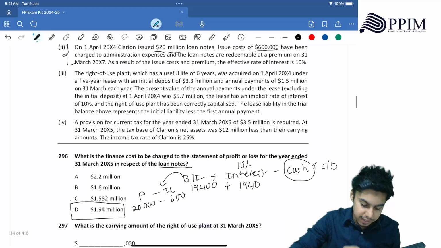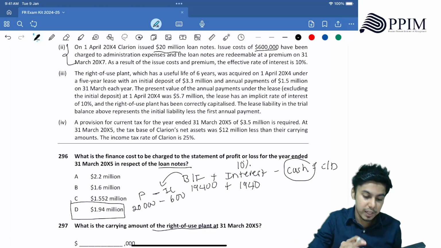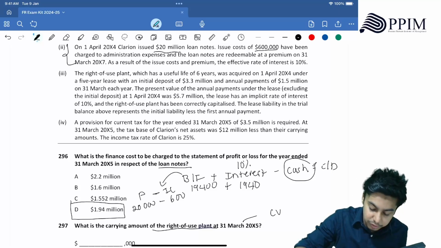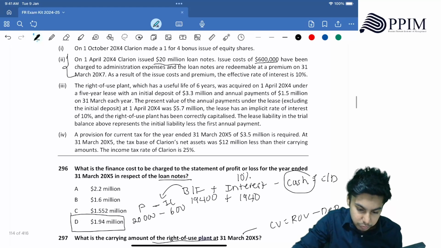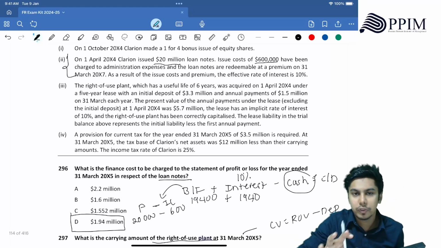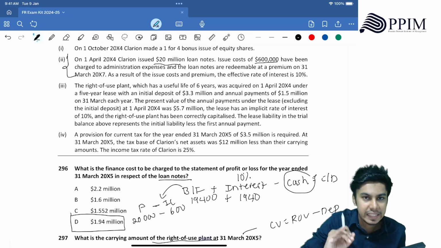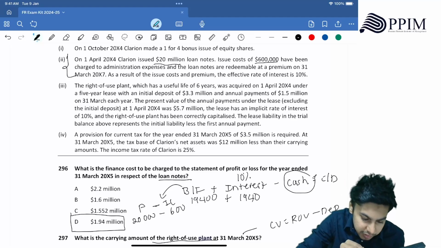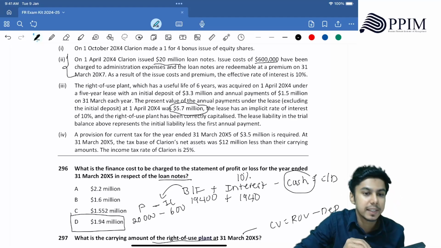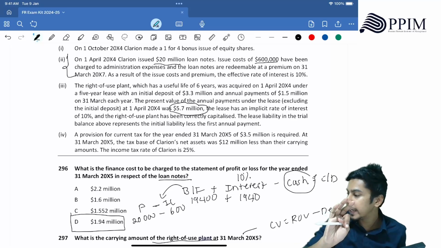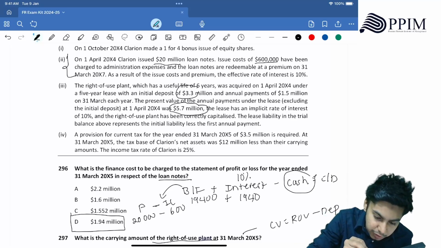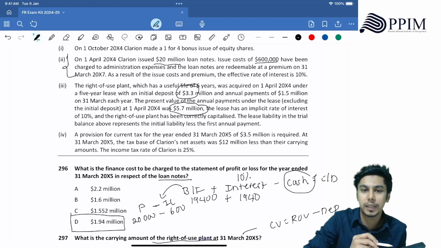Right. Next one, they are asking what is the carrying amount of right of use? This question we have done already. So normally, what is carrying value? Carrying value is equal to ROU minus depreciation. What's the ROU in this question? For ROU, what is the first thing that we need? Initial lease liability. What is the initial lease liability over here? 5.7 million. That's the lease liability. To this, we have to add what? Down payment. This is the initial payment we are making, 3.3 million.